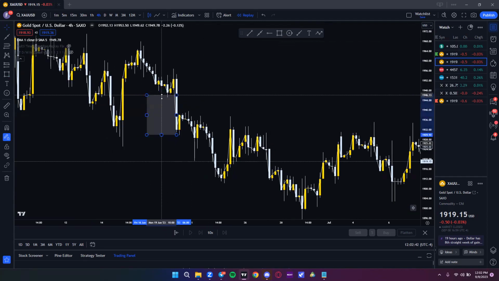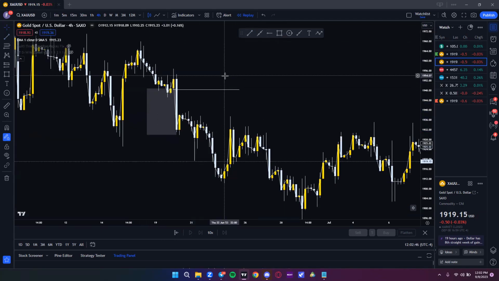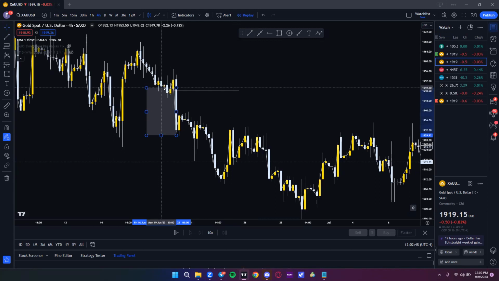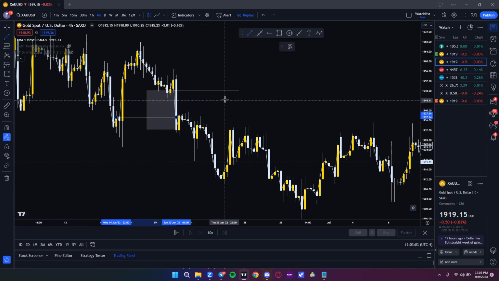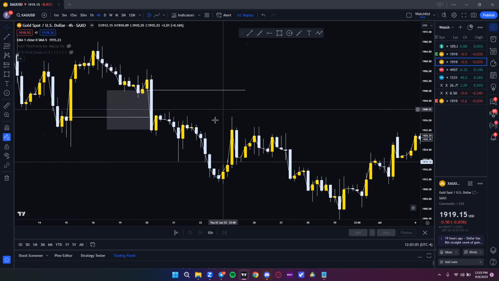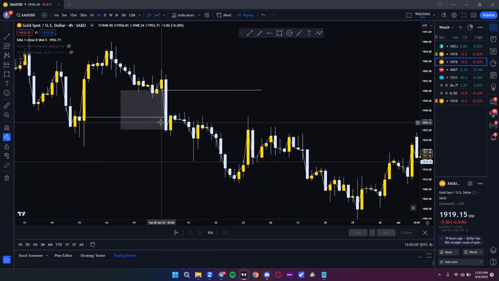This is how you would mark it, right? Type 1 is right here. And then the result of this push down, you would mark it from that level right here down to the close. And you can see that in time, you would wait for either a breakdown or a rejection. In this case, it broke down.